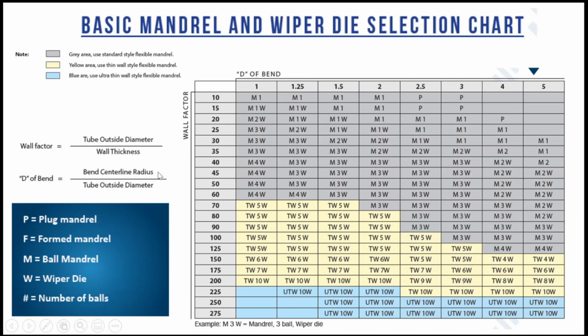As an example, if we have a wall factor that comes out at 27, and we'd recommend that you round it up, and you have a 2D bend, you would come down here, you would see that it shows an M2W, and that represents a mandrel with two balls and a wiper.